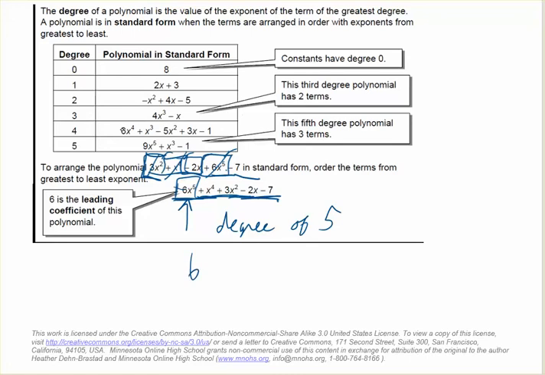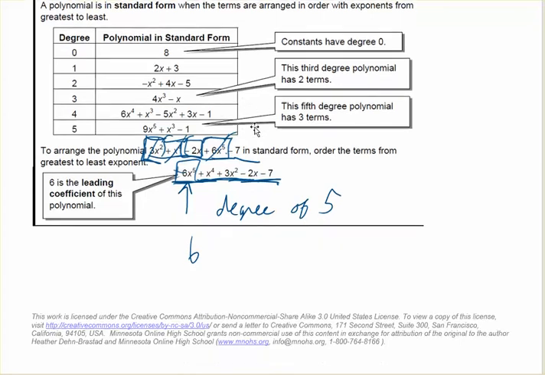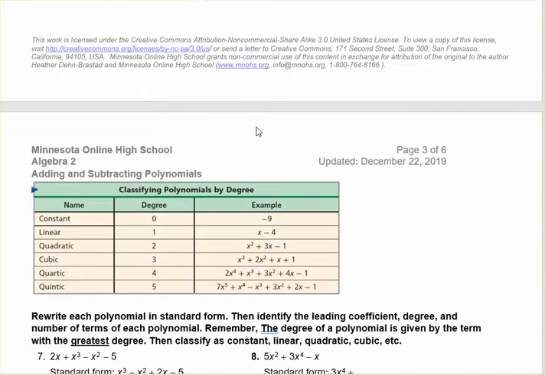Some of these will get special names, like we already learned about. We know that a linear one, there's no exponent on the variable. We know that quadratic will have the exponent of 2 on the leading term variable. So x squared plus 3x minus 1 is an example of a quadratic. Then there's cubic, which is x to the 3rd. Quartic is when you have x to the 4th. Quintic is x to the 5th.